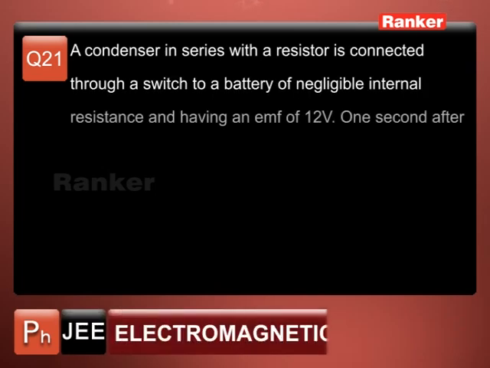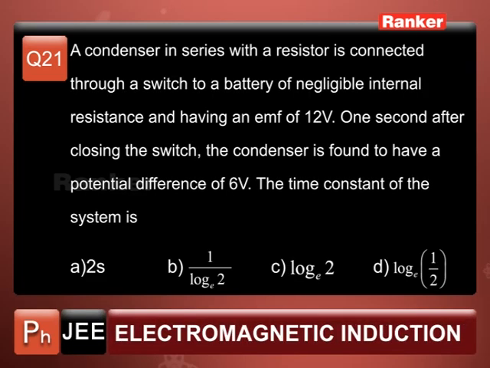A condenser in series with a resistor is connected through a switch to a battery of negligible internal resistance and having an EMF of 12 volt. 1 second after closing this switch, the condenser is found to have a potential difference of 6 volt. The time constant of the system is how much? And 4 options once again.